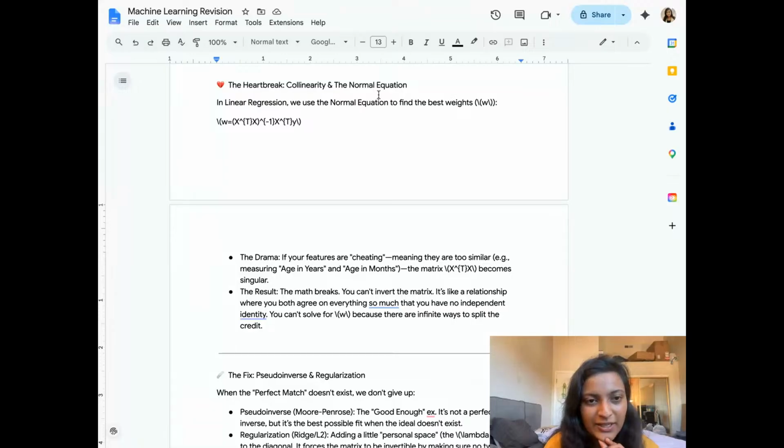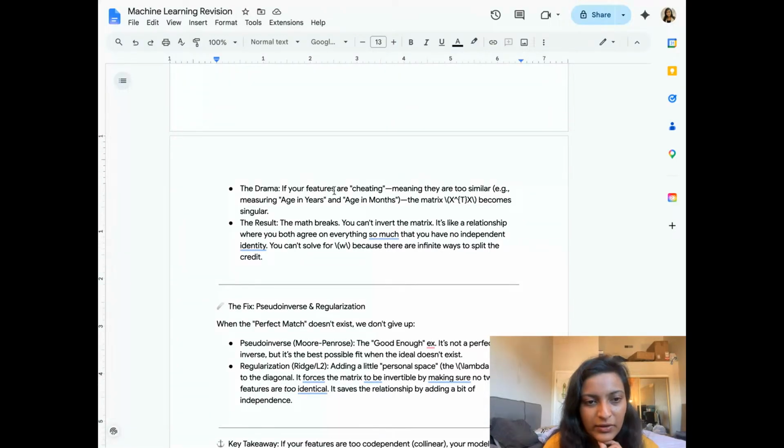What is collinearity and the normal equation? In linear regression, we use the normal equation to find the best weights. If your features are cheating, meaning they are too similar, like measuring age in years and age in months, the matrix becomes singular. The math breaks. You cannot invert the matrix. It's like a relationship where you both agree on everything so much that you don't have independent identities.